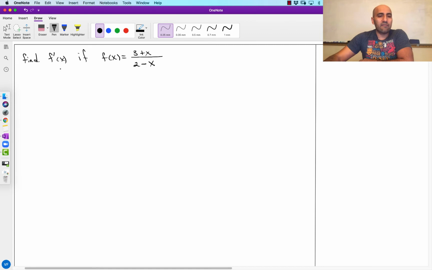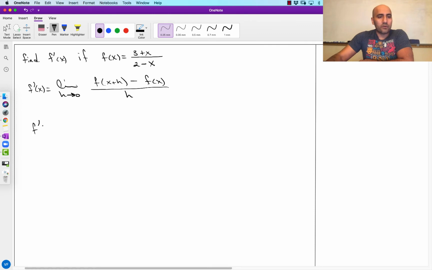Okay, find f prime of x if f of x is equal to 3 plus x divided by 2 minus x. So another way that they can ask you to do the exact same thing we've been doing, find the derivative. As we know by now, we need to start by using our limit definition of derivatives. The derivative is equal to the limit as h goes to 0 of f of x plus h minus f of x all over h.